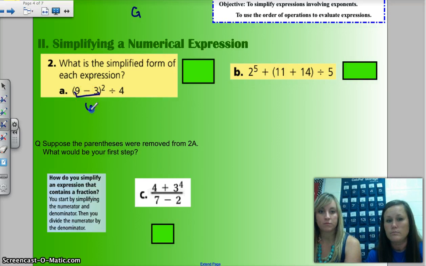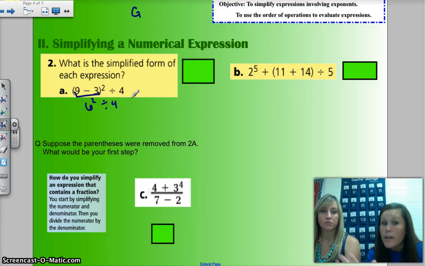6. Copy the rest of the problem. 6 squared divided by 4. Okay, now the first part is gone. We're not looking at that anymore. I'm looking at only 6 squared divided by 4. There's no more grouping symbols.